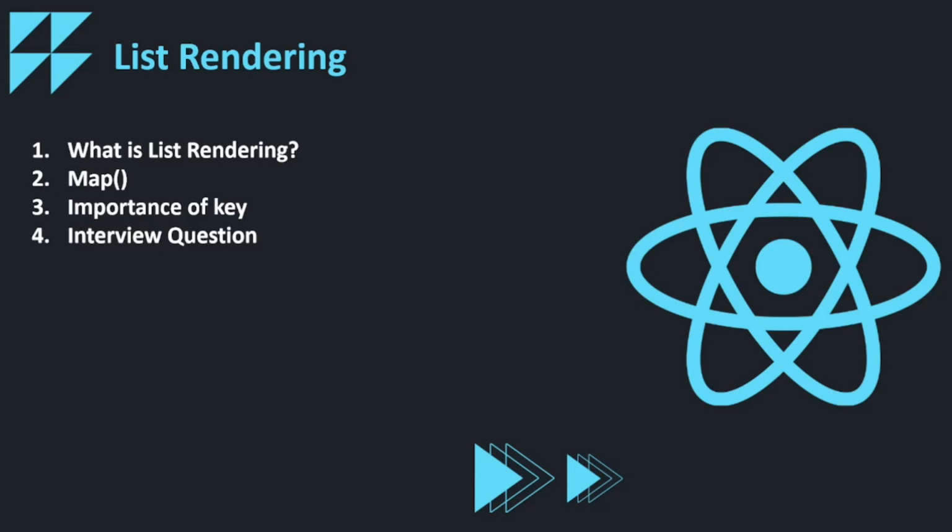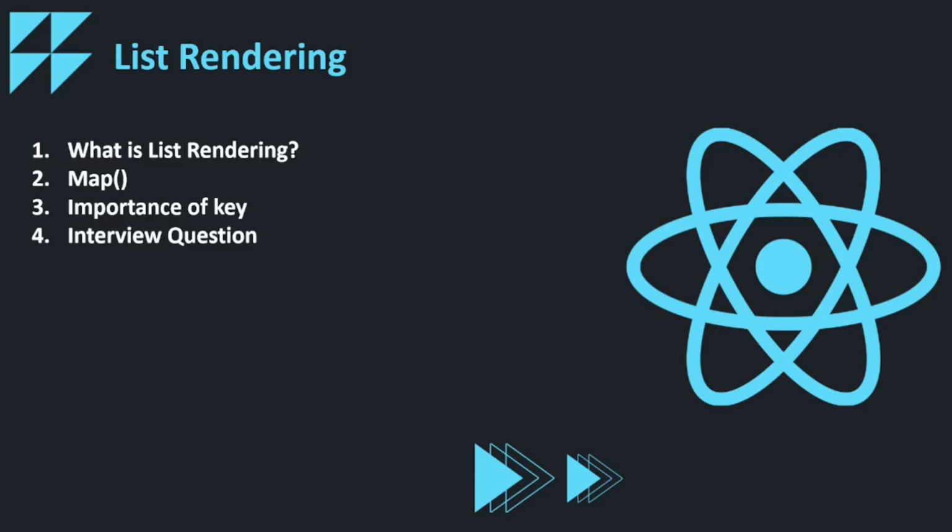First of all, before we get started, let us clarify what list rendering is all about. So the topics that we are going to see in this video are what is list rendering, then we are going to look at the map function. After that, we are going to see what is the importance of key, and at the end of this video we are also going to look at an interview question.